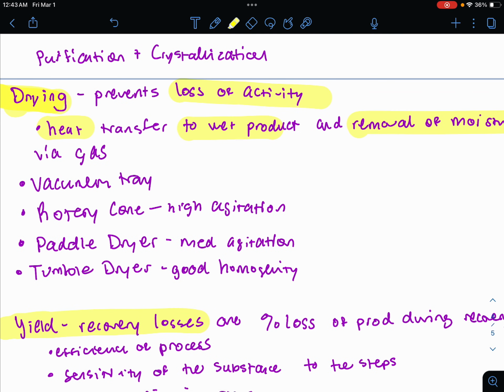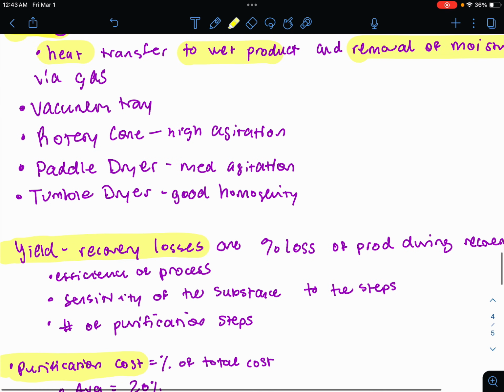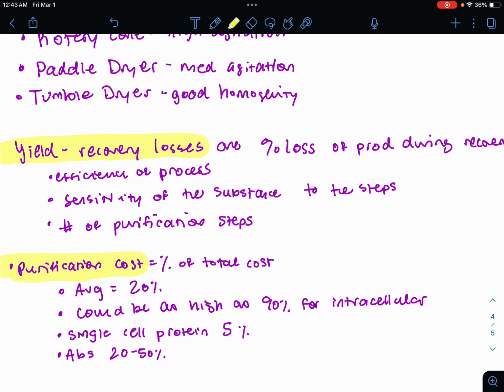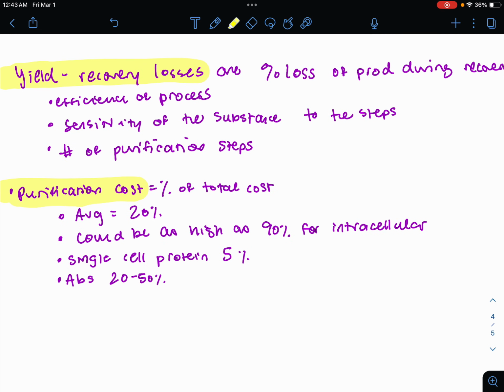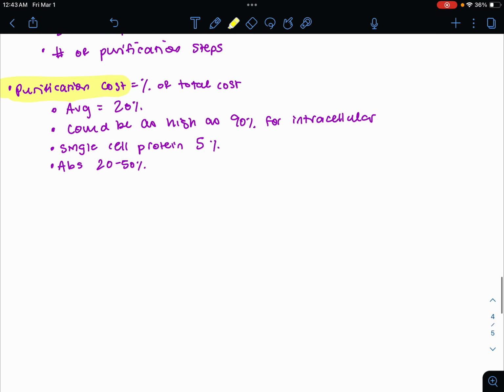So you have a few types. You have vacuum tray, rotary cone, that's high agitation, a paddle dryer, or a tumble dryer, which has good homogeneity. The paddle dryer has medium agitation. Those are just types, so there's like multiple types. Vacuum, rotary, paddle, tumble, and drying. You don't want to lose the activity, and it's heat transfer from wet, and then you remove that moisture via gas.